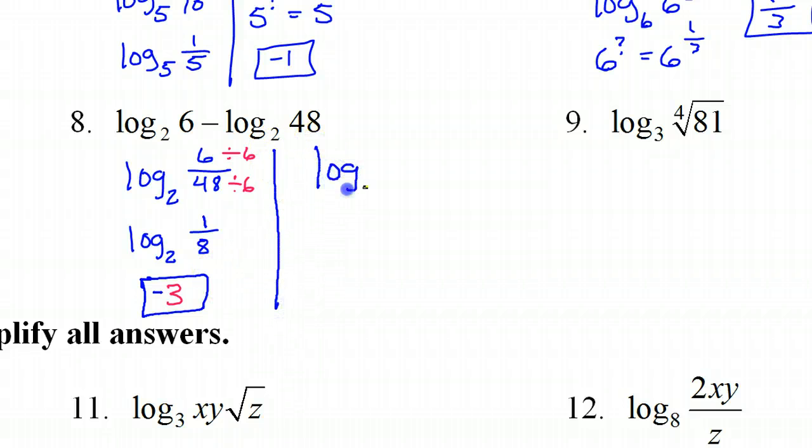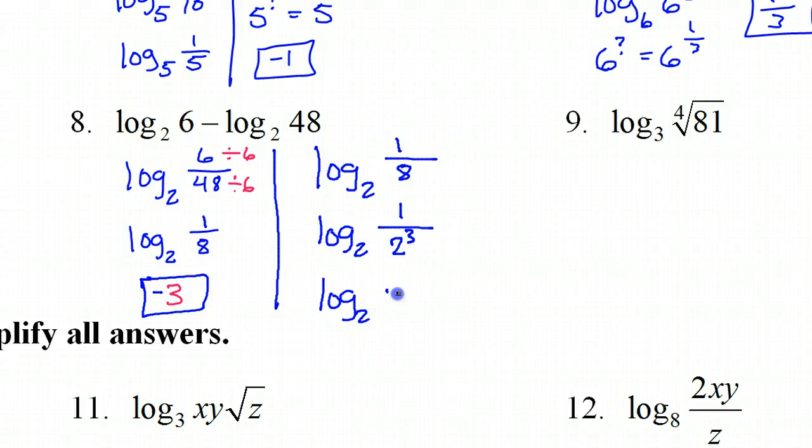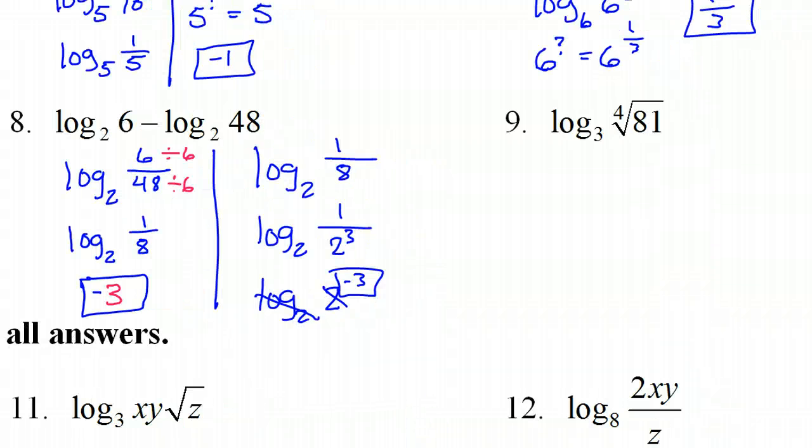Also, you could look at it this way. Log base 2 of 1 over 8. Okay, that's log base 2 of, now 8 is, like I said, 2 to the 3rd power. Alright, so that's log base 2 of 2 to the -3 power. And then bam, bam, it's -3. There's just so many ways to do these things, it's crazy. But either way, you're going to get -3.